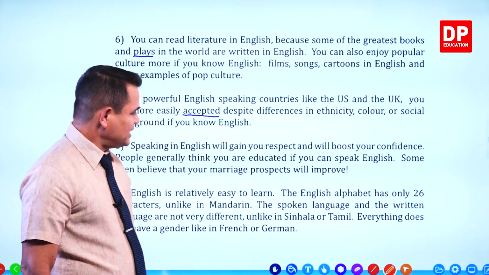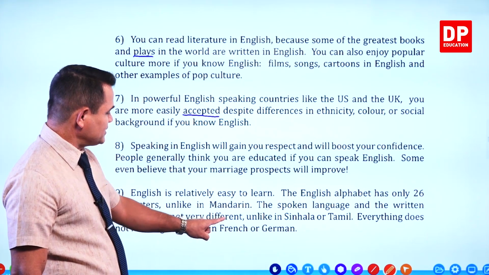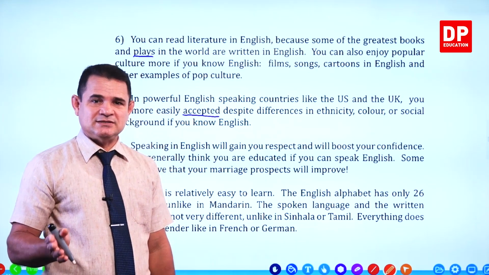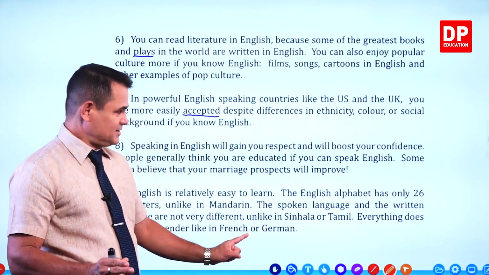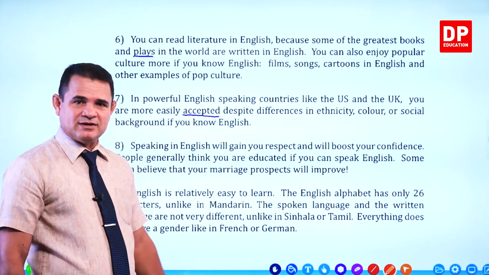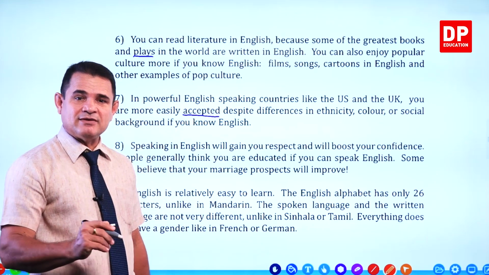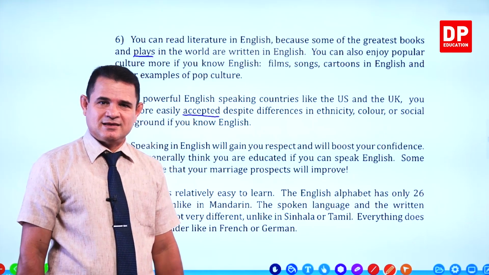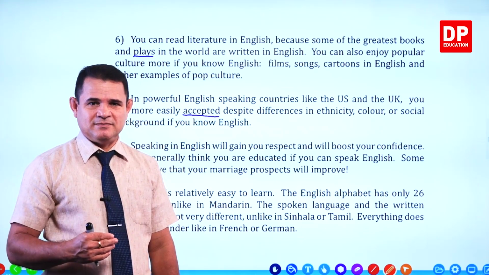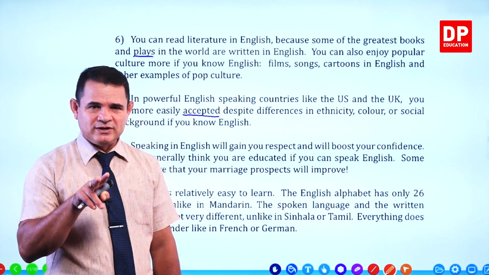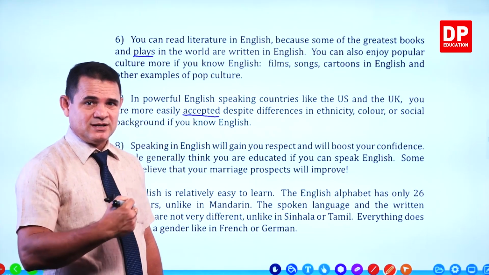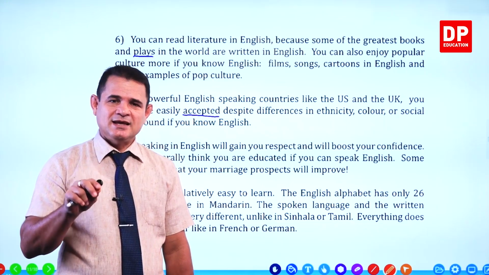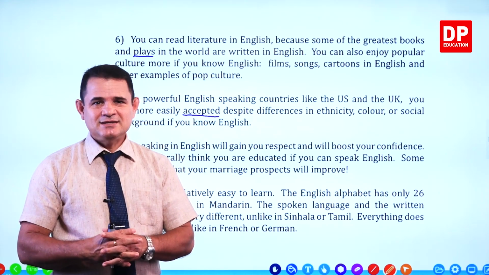The spoken language and the written language are not very different, unlike in Sinhala or Tamil. Sinhala Tamil වල වගේ නෙමෙයි. Unlike the spoken language, කතා කරන භාෂාව, and the written language, ලියන භාෂාව, are not very different. ලොකු වෙනසක් නැහැ ඉංග්‍රීසි කතා කිරීම සහ ලිවීමේදී. Same thing. සමහර පොඩි වෙනස් දැන් ලියනකොට I am කිව්වට කතා කරනකොට I'm කියලා කියනවා. ඒ වගේ but the same thing. Same word. ලොකු වෙනසක් නැහැ. Written and spoken.